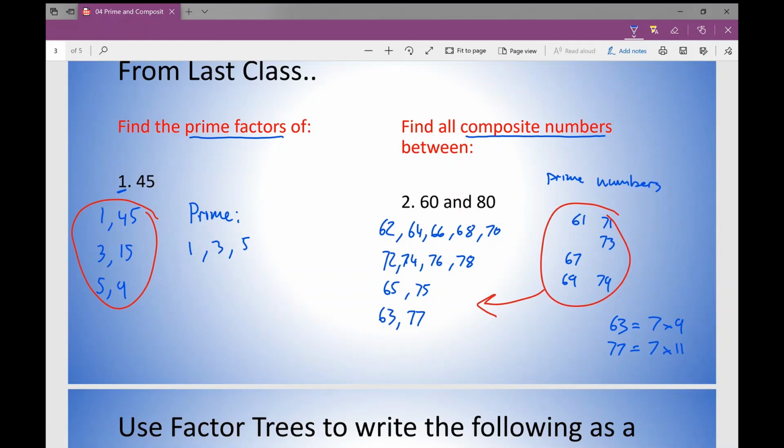There's one more, it might be a bit harder to spot. It's actually 69. We can make that by 3 times 23. So it doesn't belong here in our list of prime numbers. It is actually a composite number. These remaining 5 numbers in our circle are all prime numbers. So we have identified all the composite numbers over here on the left, and all the prime numbers between 60 and 80.